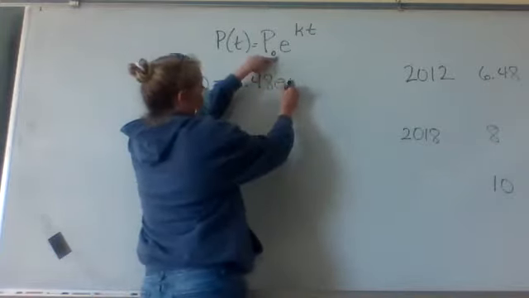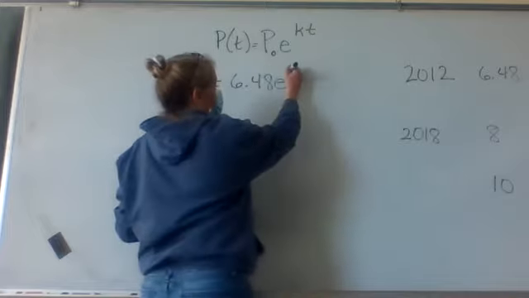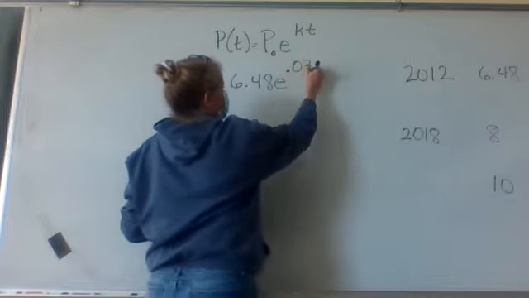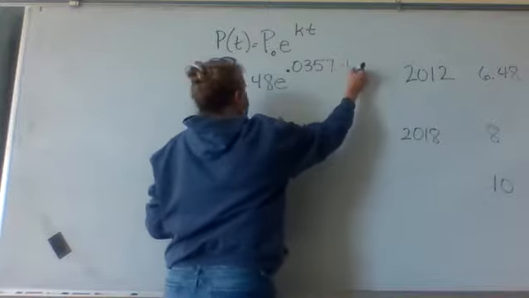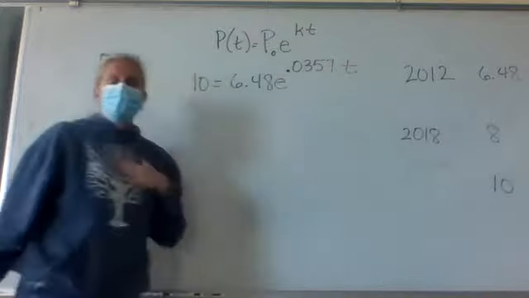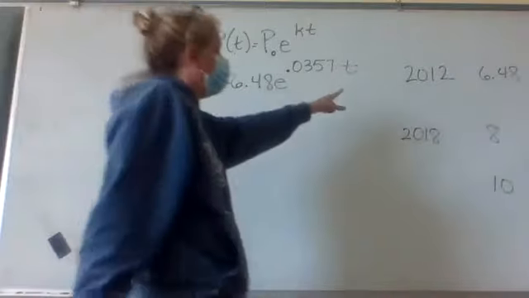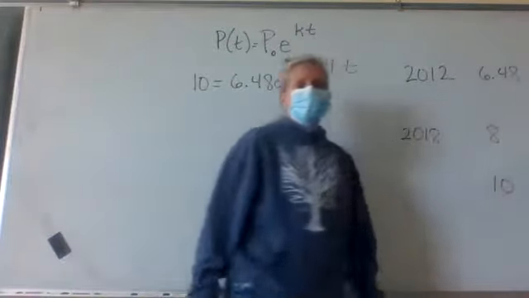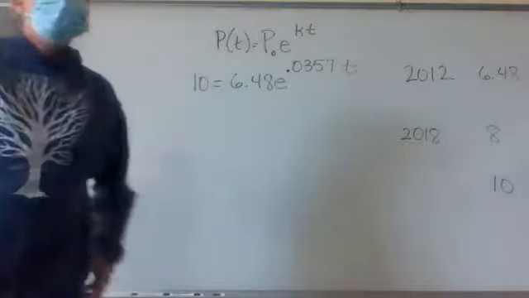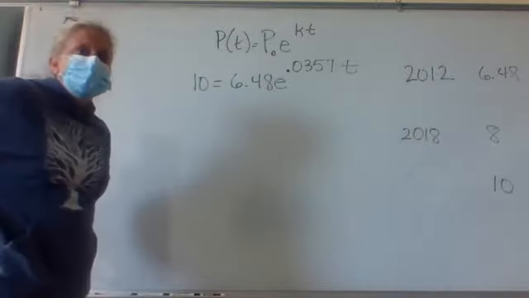E, I still know the rate, right? It's always the same, 0.0357. I do not know T. That's what I'm looking for, is how many years after 2012 will the population be 10 million? So I plugged in everything I knew.